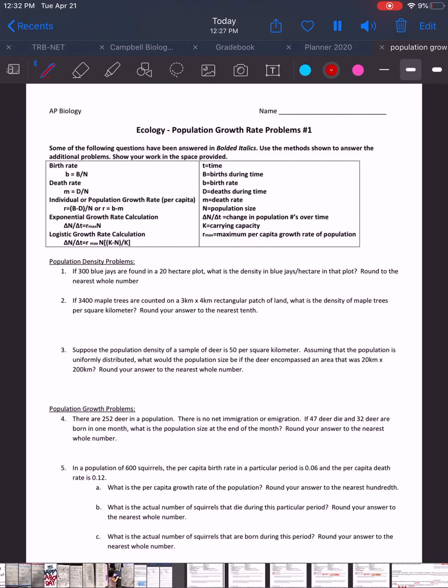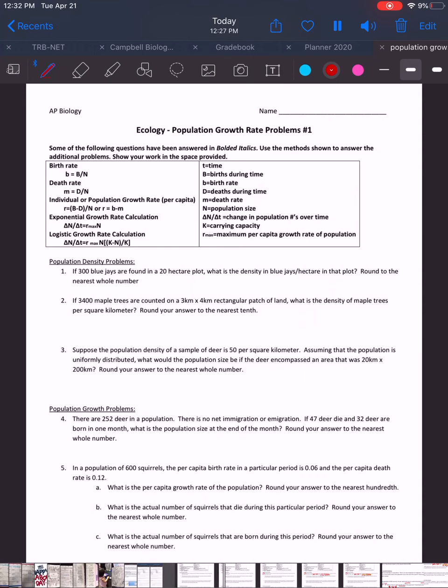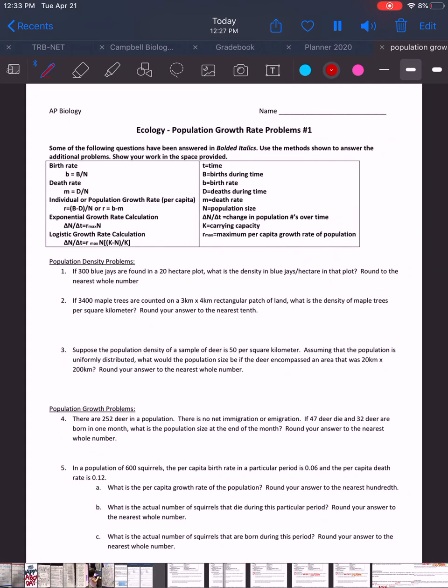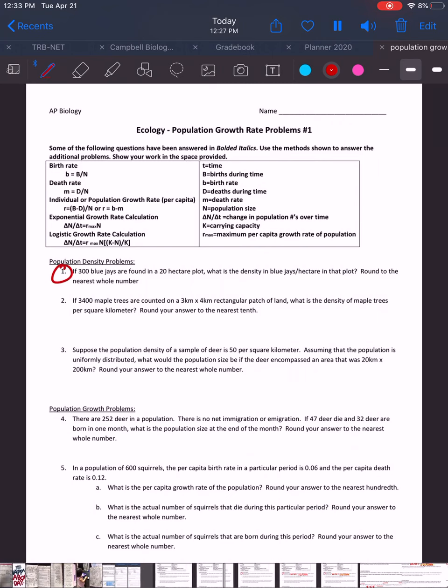Alright guys, so I wanted to hop on here and go over some of the problems on this assignment with you so you can have an idea of how to solve these, just in case you were still a little fuzzy on how to calculate population growth rates, even after watching those Bozeman videos. Those are still out there for you to look back at if need be. So I'm going to try to get a couple from each little section.